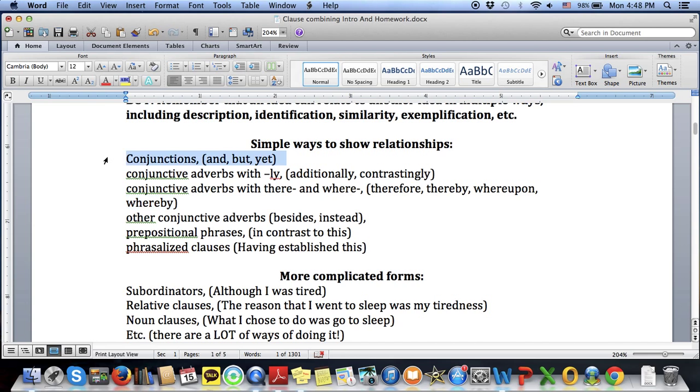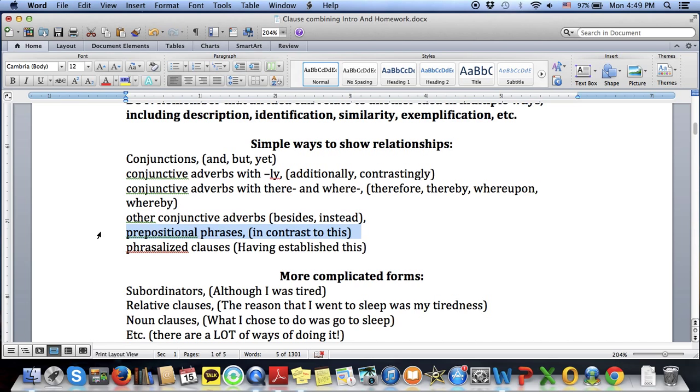So I can use conjunctions, I can use adverbs with -ly, I can do there and where adverbs, and I can do other conjunctive adverbs, things like besides, instead. Now these ones are nice: additionally, contrastingly, therefore, whereupon, because I can identify them very easily. I say, oh, it has an -ly, it has a there, it has a where. Okay, great. Other conjunctive adverbs are ones we just need to memorize usually, besides, instead, but you've probably seen them before.